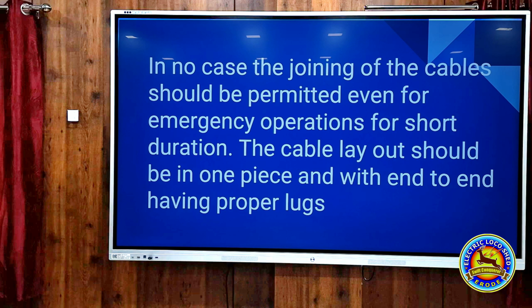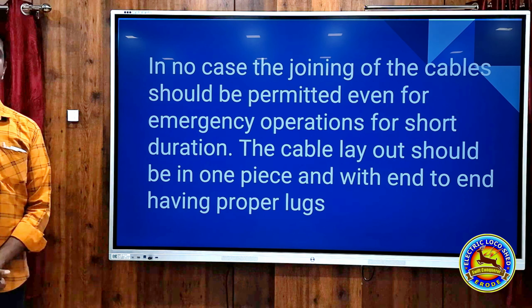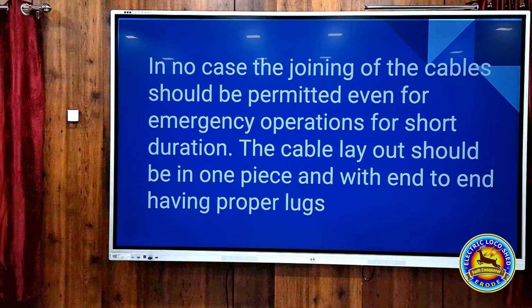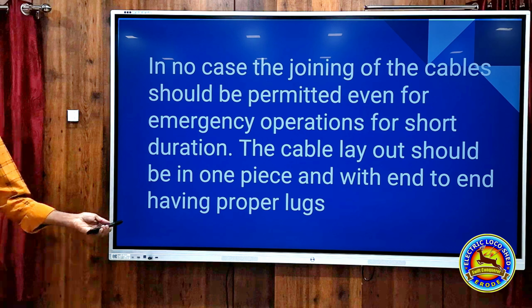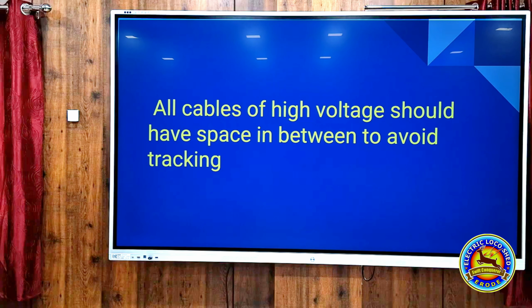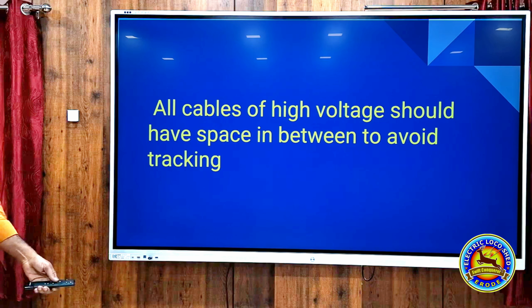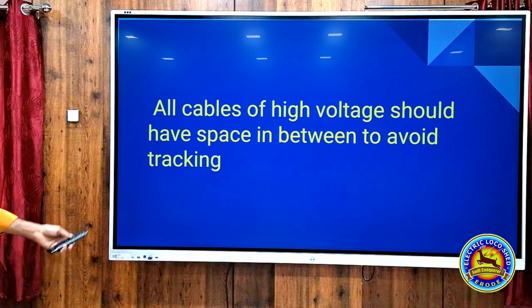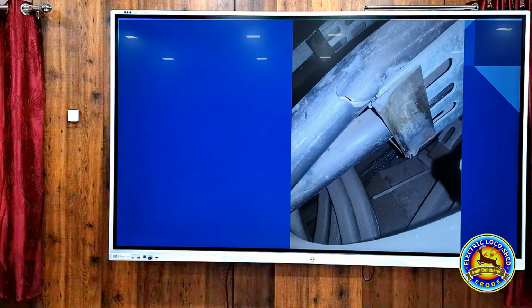The cable layout should be in one piece, end to end, with proper lugs. That is, both ends will have cable numbering and lugs, and in between there should not be any straight ferrules. All high voltage cables should have space in between to avoid tracking. High voltage cables should also be properly bunched so that they won't get tracked. Due to high dust and moisture entry, there are chances of weakening of the insulation, and that may cause tracking. To prevent that, we have to provide sufficient spacing between them.